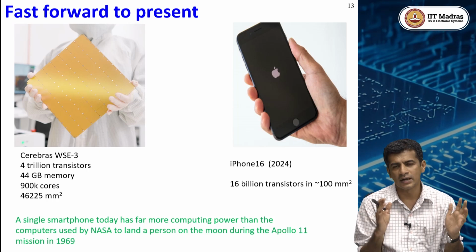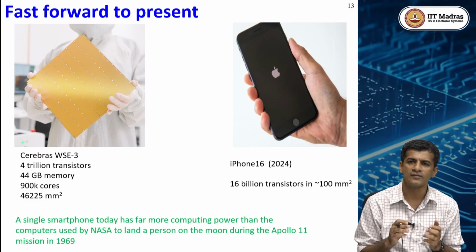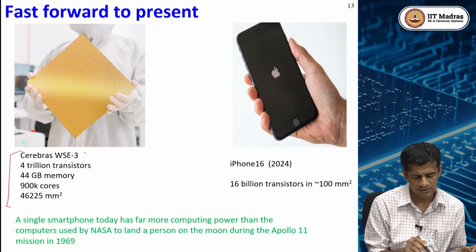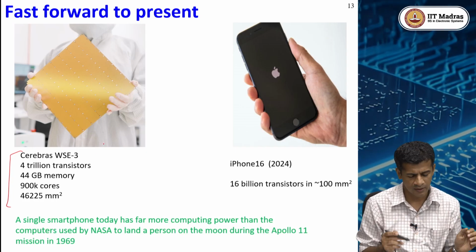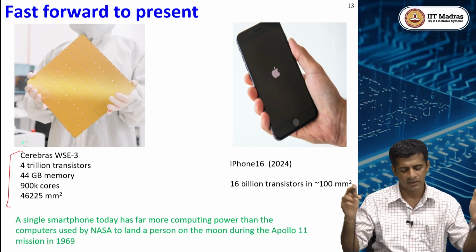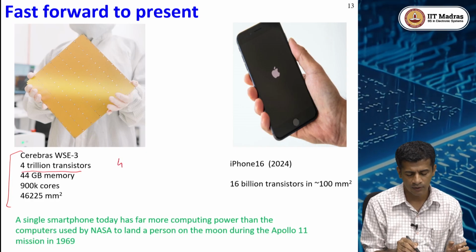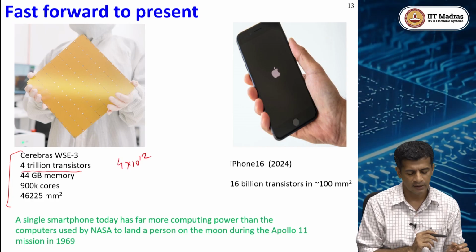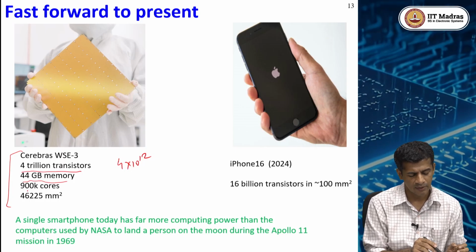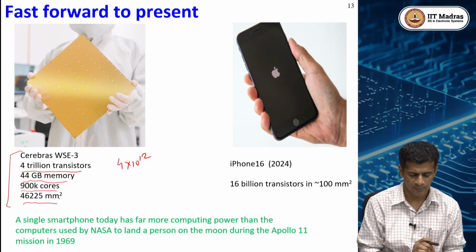Now, that was in the 1960s. Let us fast forward to the present and look at the state of the art. This is an example some of you might have seen, a Cerebras wafer scale engine, used for AI applications. An entire wafer is a chip. It has 4 trillion transistors, that is 4 times 10 to the power of 12, 44 GB of memory, 900,000 cores, and an area of around 46,000 square millimeters.